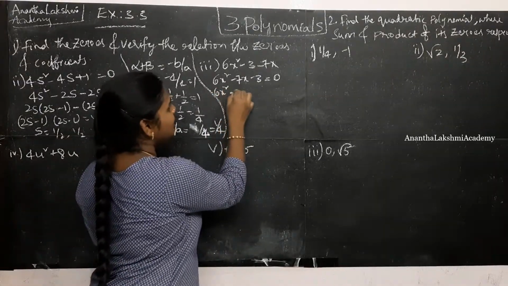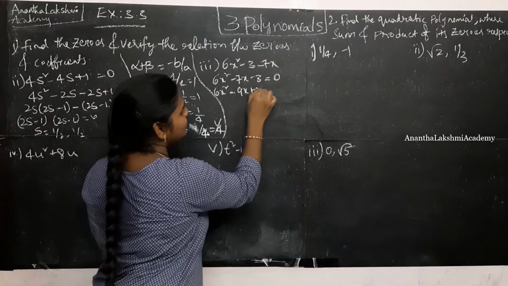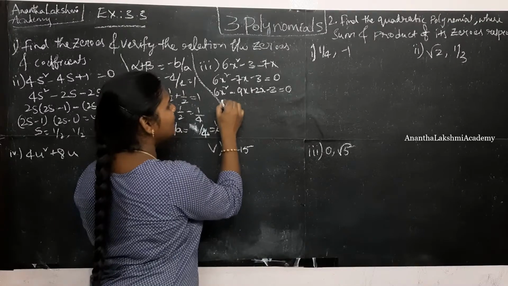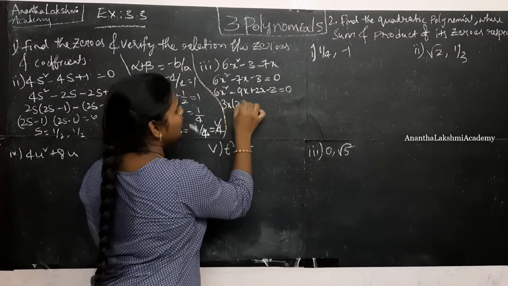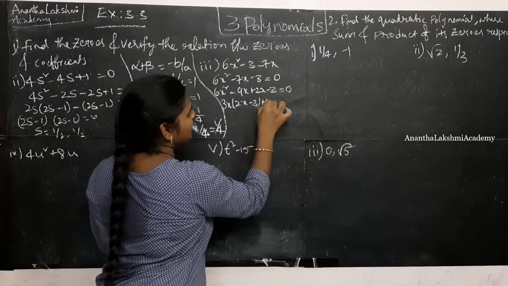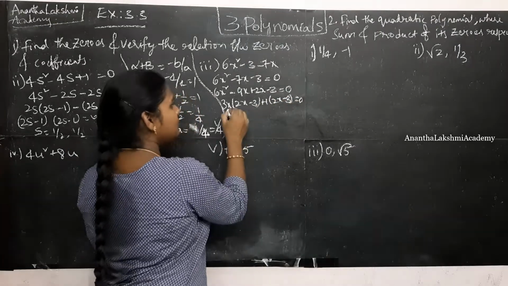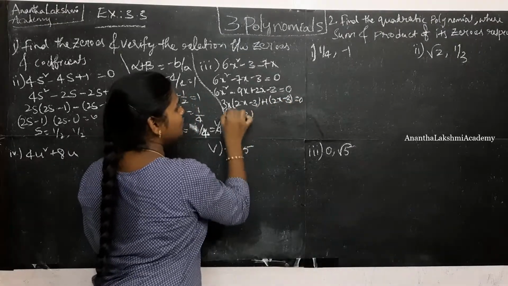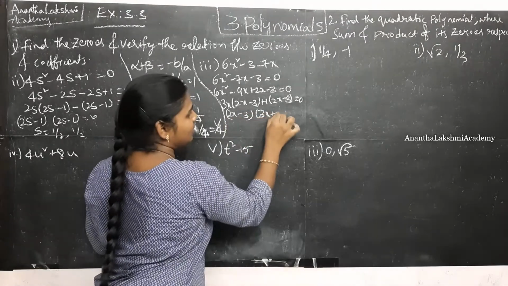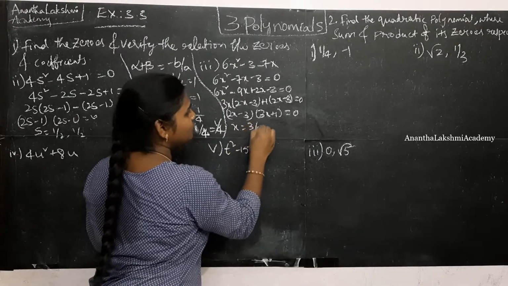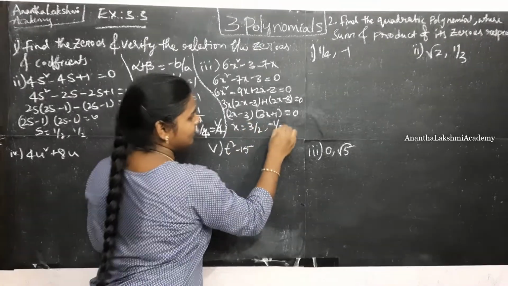6x square minus 9x plus 2x minus 3 is equal to 0. Which is, if I take 3x common, 2x minus 3 plus 1 into 2x minus 3. So this becomes 2x minus 3 into 3x plus 1 is equal to 0. So x is equal to 3 by 2, comma minus 1 by 3.